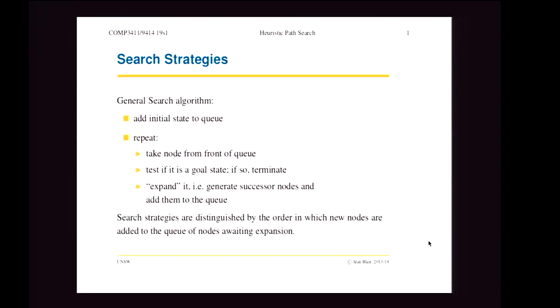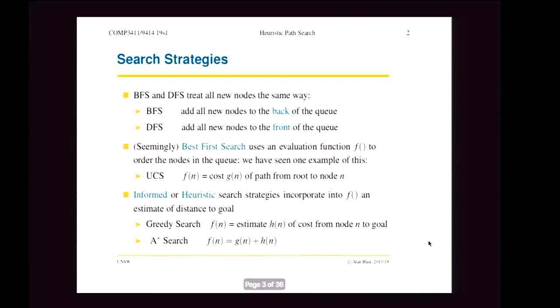Okay. So just to recap, all the algorithms we looked at so far follow this pattern. We have a queue of nodes to be expanded. We start with the queue consisting of just the initial state. Then we repeat this cycle of taking a node out of the queue, testing if it's the goal state, otherwise expanding it to generate successor nodes and adding them back into the queue, until we find a solution, or until the queue becomes empty, in which case there is no solution.